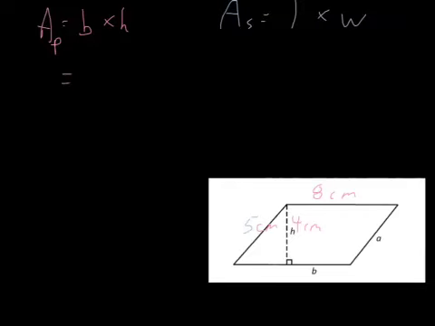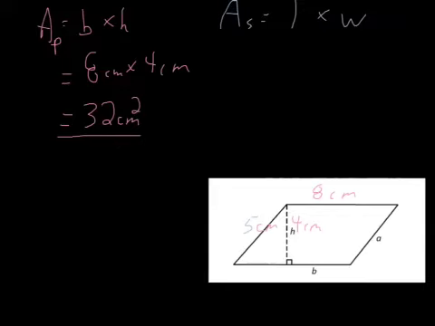So that's going to equal the base, which is 8 centimeters, times the height, which is 4 centimeters. And again, the height is the distance from the bottom line to the top line, making a 90-degree angle going straight up. We can measure that and find that out. And I worked that out using my multiplication tables in my melon. 8 times 4 is 32 centimeters squared. So that's the area using the formula for a parallelogram.